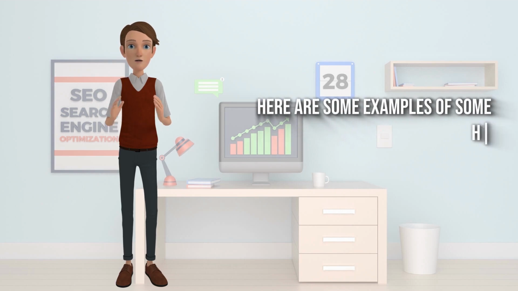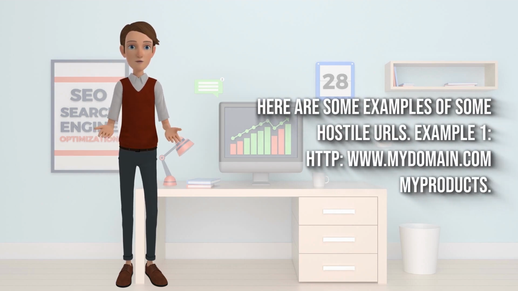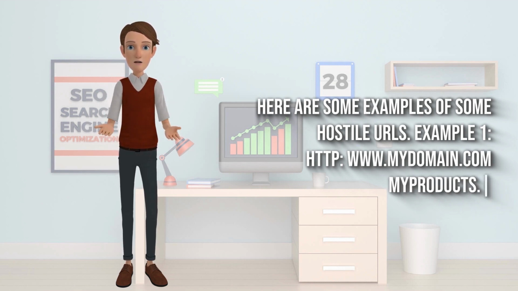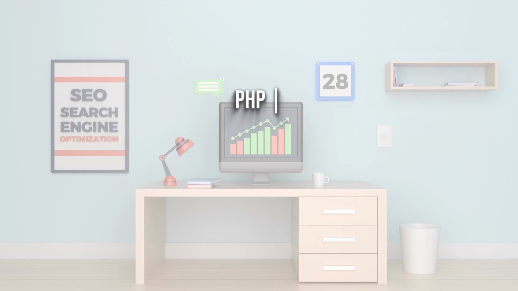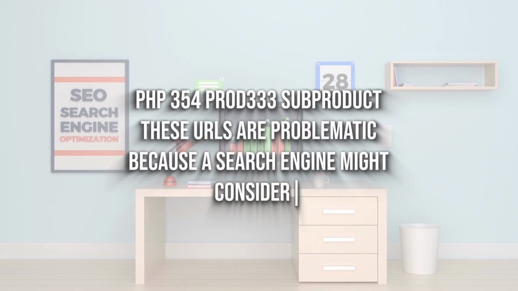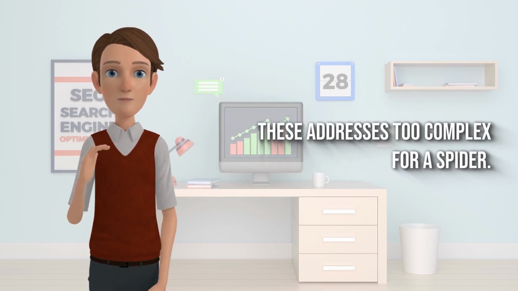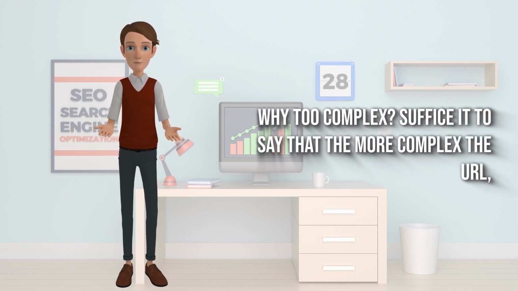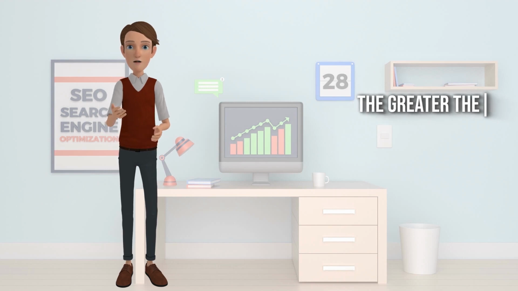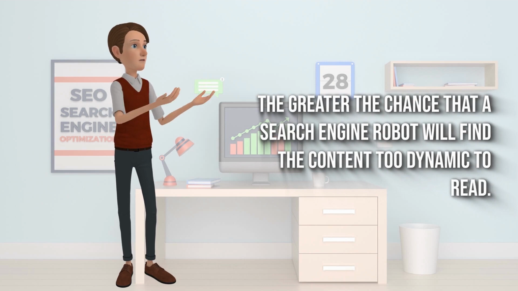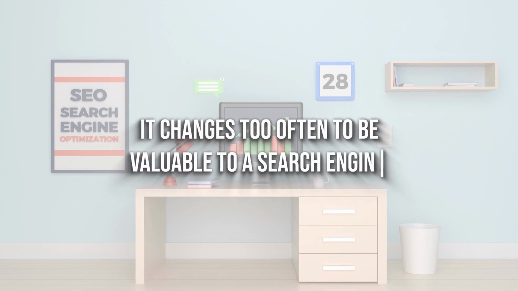Here are some examples of some hostile URLs. Example 1, http://www.midomain.com/myproducts.php?354&prod=333&subproduct. These URLs are problematic because a search engine might consider these addresses too complex for a spider. Why too complex? Suffice it to say that the more complex the URL, the greater the chance that a search engine robot will find the content too dynamic to read. It changes too often to be valuable to a search engine.